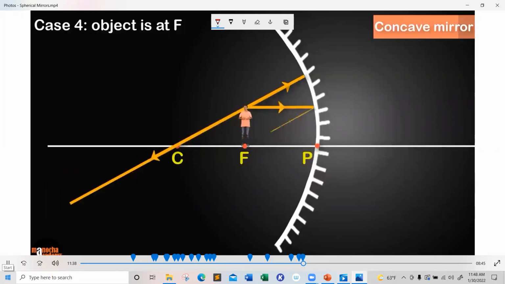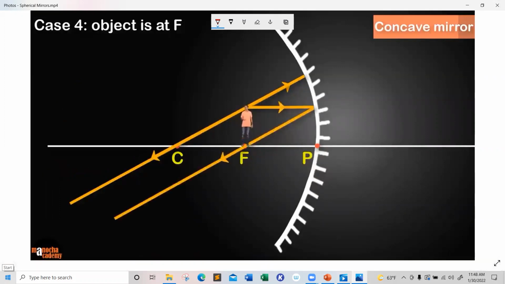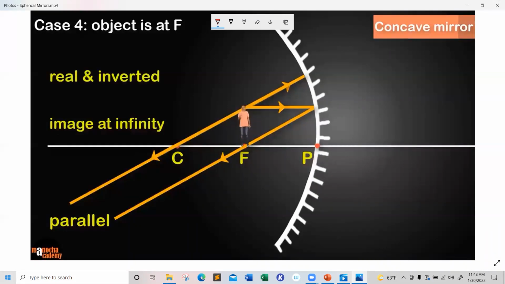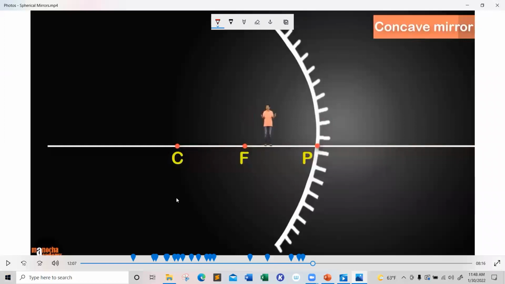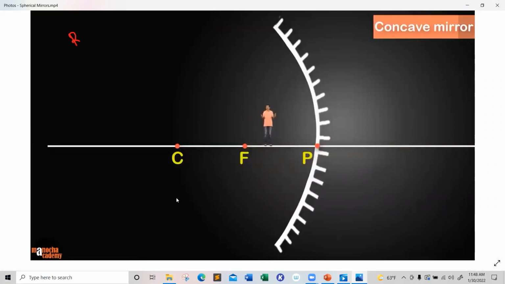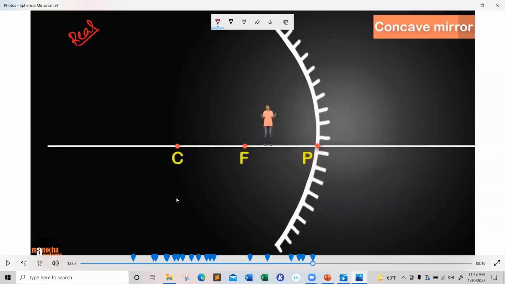As you can see, this is an interesting case because the reflected rays are parallel. The reflected rays never meet. So our image is formed really far away at infinity. The image is real and inverted, and it's highly magnified. Now let's look at the last case where I move really close to the mirror. The object. See, till now we were getting real image, right? This is the only case.